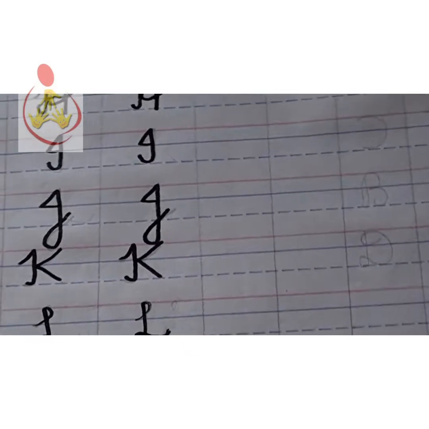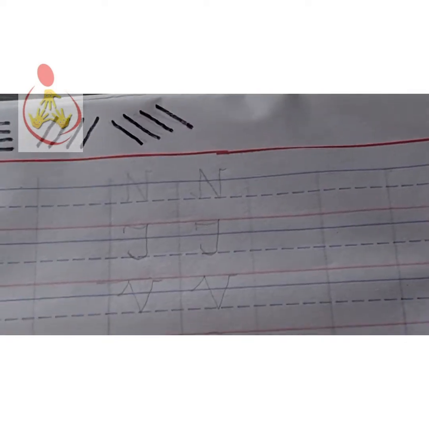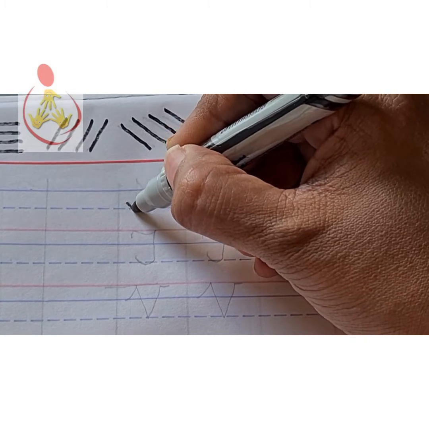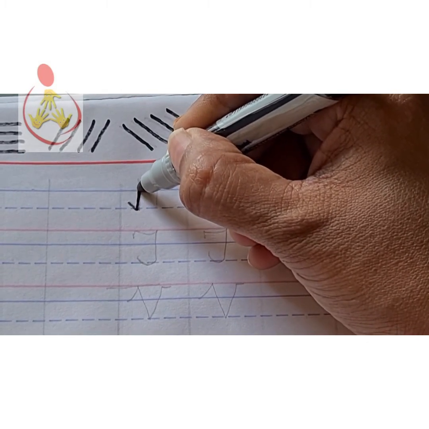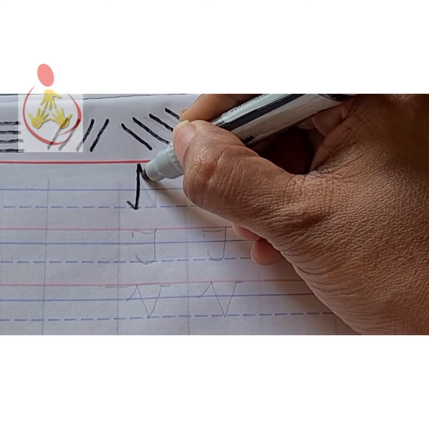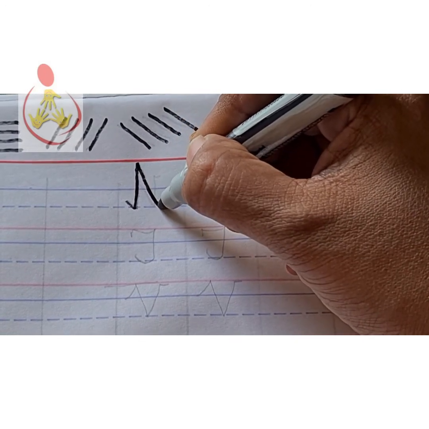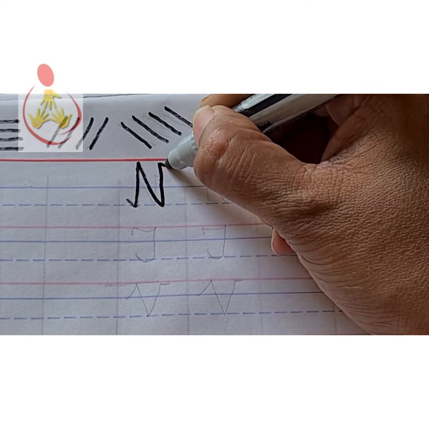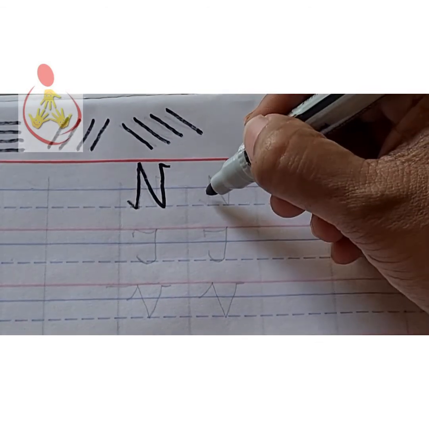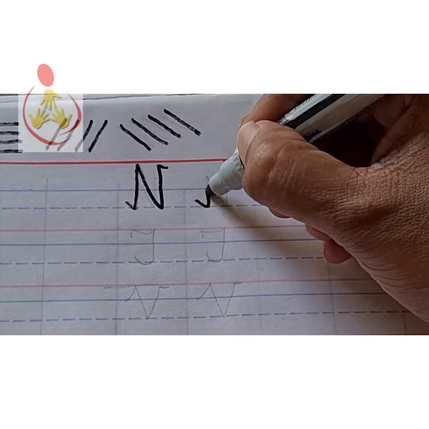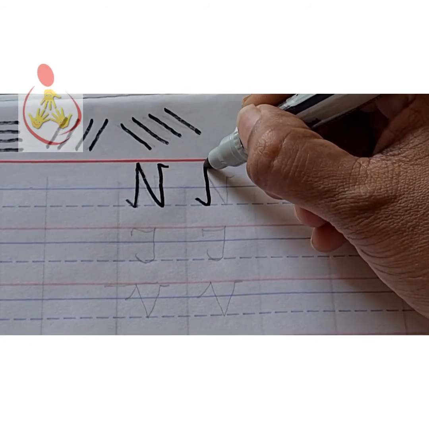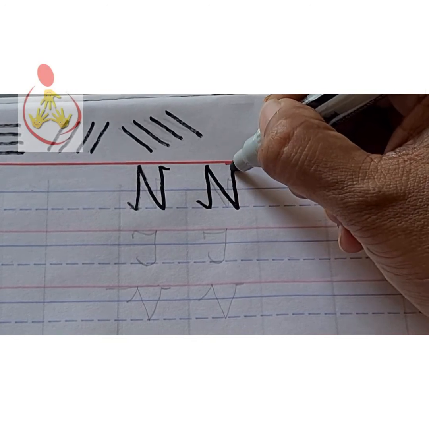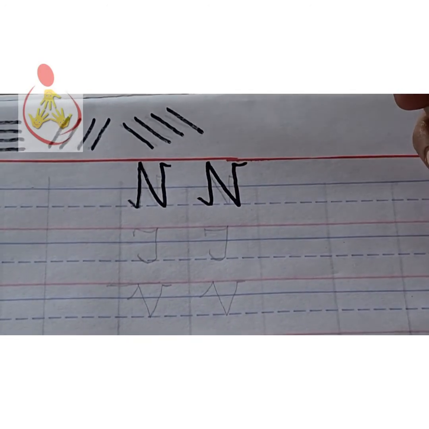So the next letter will be capital N. The same way, tick straight up to the red line, slanting and sliding down to the second blue line, go again straight up, capital N. A tick, the line goes straight up to the first red line, slides down to the second blue line and goes up again and the curve.